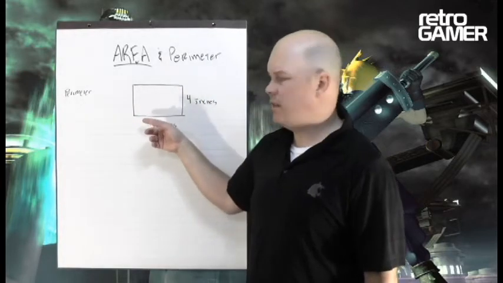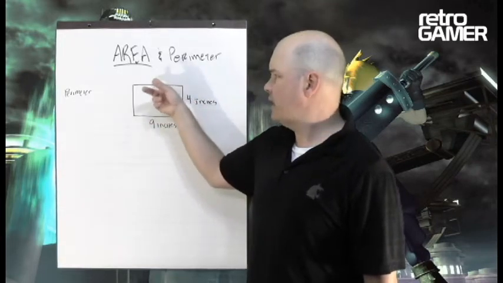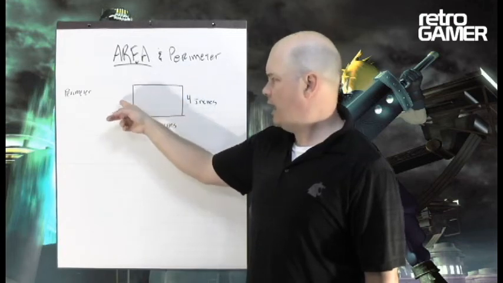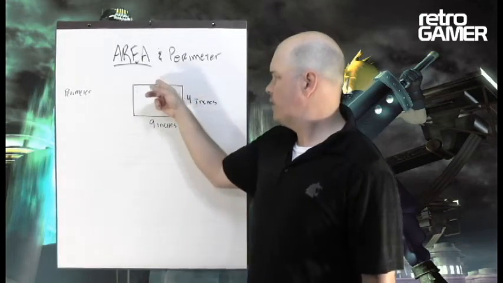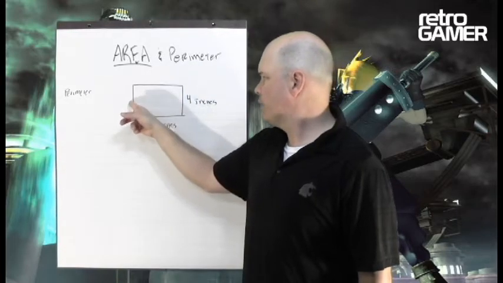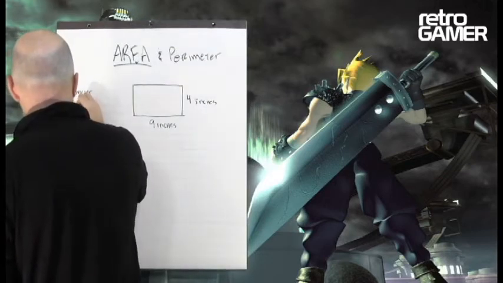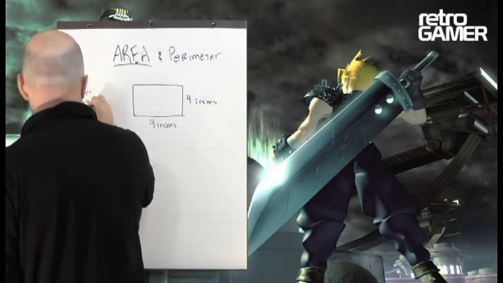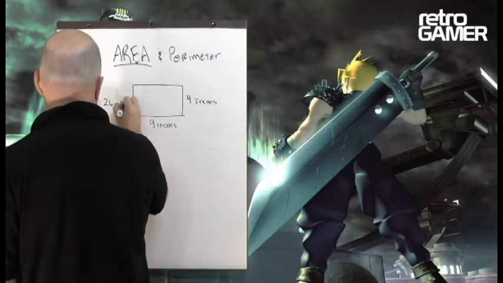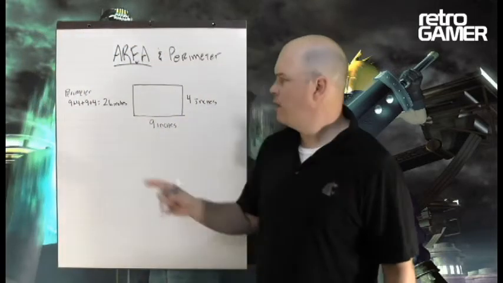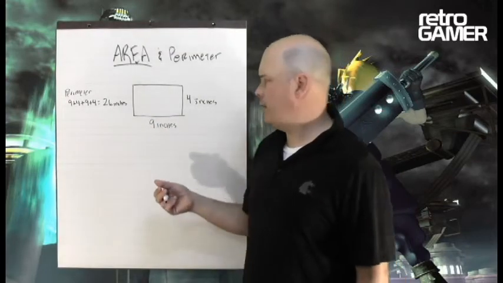In this case, the distance around would be 9 plus 4. We're dealing with a rectangle, so this guy must be 9 inches too, and that guy must be 4. So we're going to go 9 plus 4 is 13, plus 9 is 22, plus 4 is 26. So my perimeter would be 9 plus 4 plus 9 plus 4, which equals 26 inches. Now my area, however, is a multiplication problem.